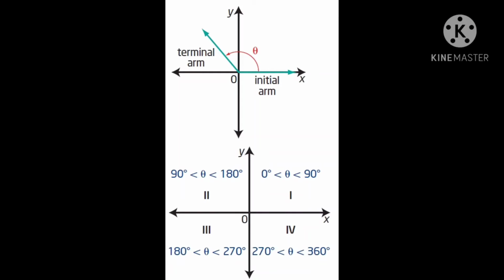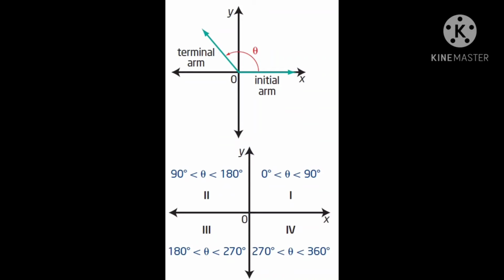Angles in standard position. An angle is said to be in standard position if its vertex is at the origin and its initial side is along the positive x-axis. An angle is said to be in the first quadrant if in the standard position its terminal side falls in the first quadrant. Similarly, we can define for the other three quadrants.